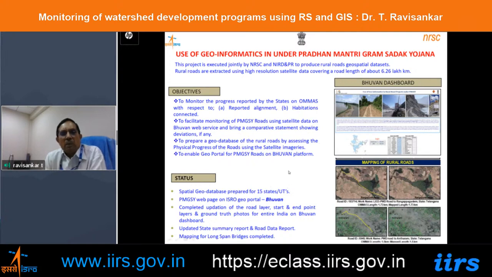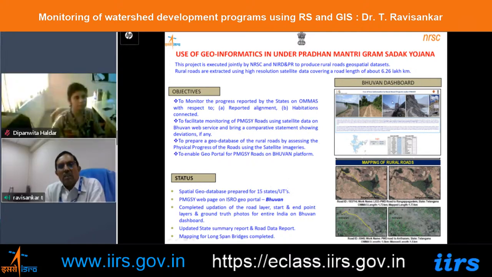And this entire project is completed. The road network we have addressed is about 6.2 lakh kilometers. Both NRSC and the National Institute of Rural Development and Panchayat Raj under the Ministry of Rural Development are the partners. The entire country's road work is completed. The data has been submitted to the concerned state department so that they can verify and certify that all these things, whatever deviations are there, are correct, or whatever lacuna is there, they will correct. And once it is over, we are going to launch this portal finally.